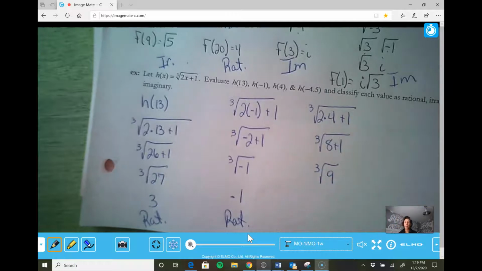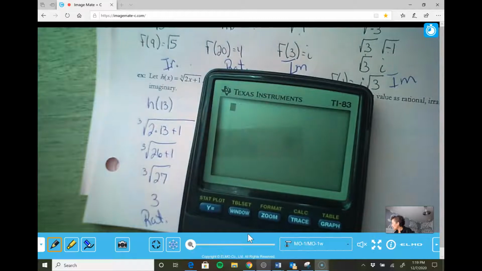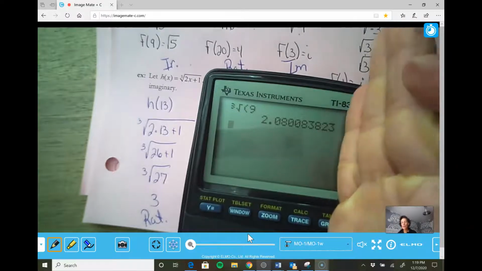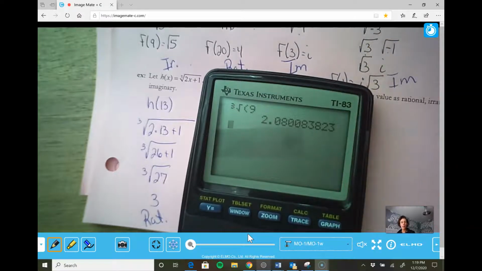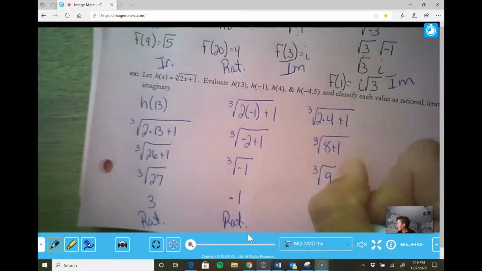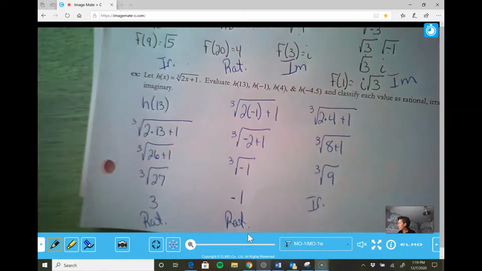Now 9 has a perfect square root, but not a perfect cube root. And if you try to type this in, again, I'll press math, I'll choose that fourth option. This is a really long decimal. And again, even though it's ending on the calculator, it's actually still going. So this is what we would call an irrational number.